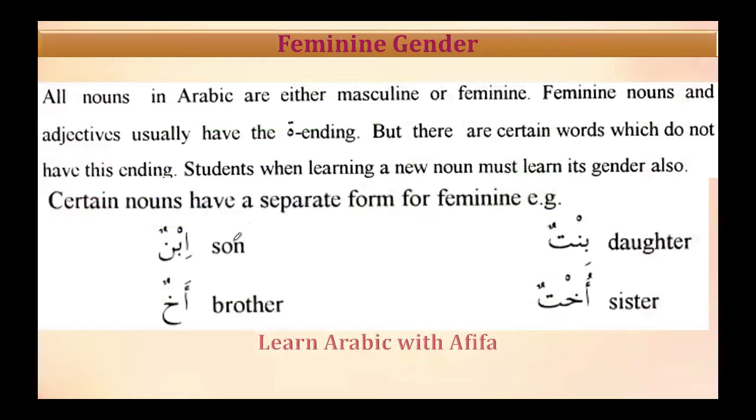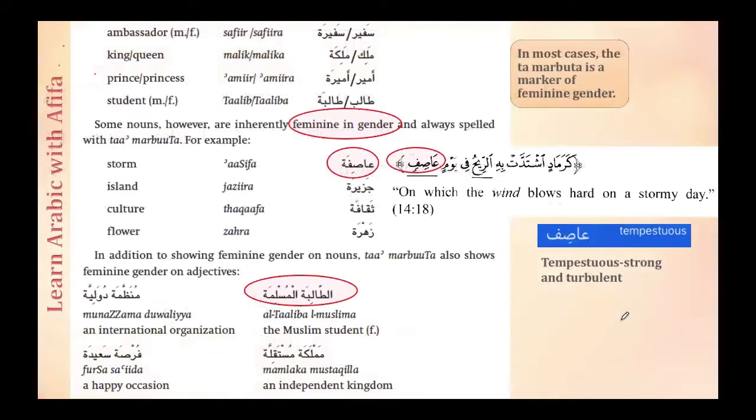So again, we've already looked at these examples. Ibnun is son, bintun is daughter, akhun is brother, and ukhtun is sister. Now, in most cases, the ta marbuta is a marker of feminine gender. We talked about that, and here are some more examples like safir, safiratun, ambassador.